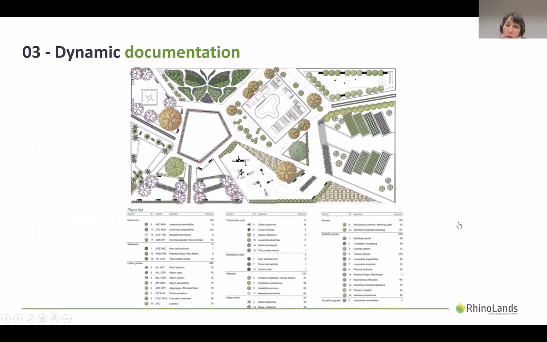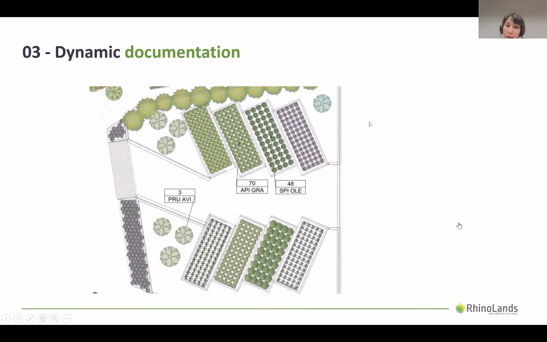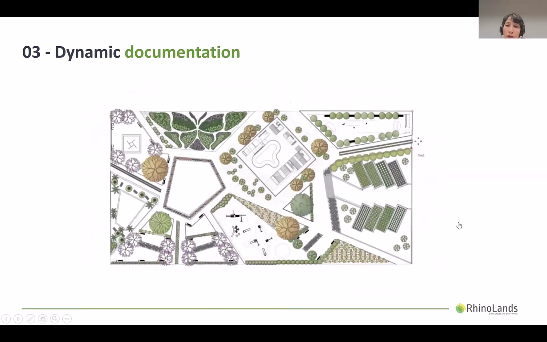There are dynamic documentation tools that help us to produce the documents of a project. We can add the label of plants, then get the number of any plant species, add the image of the plant species. We can also generate the dimension plans and different types of drawings. And then also we can produce different types of sections and conceptual plans and so on. So all this kind of documentation is available in RhinoLands.